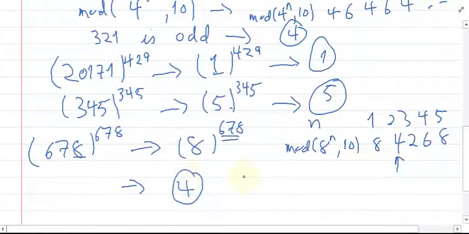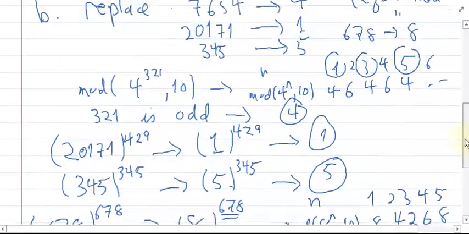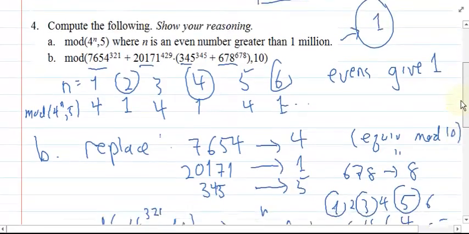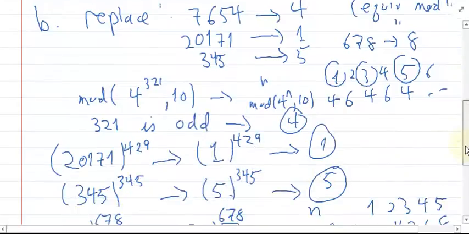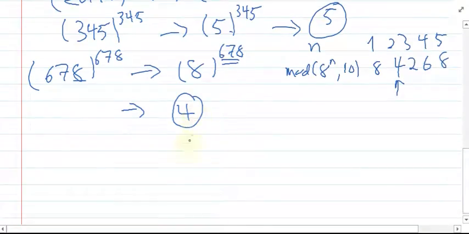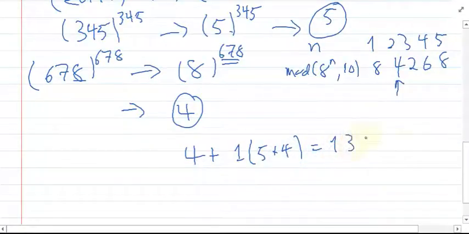So my final expression reduces to, let's see what the expression was. This first factor here is 4. This one is 1. This one is 5. This one is 4 again. So that gives me 4 plus 1 times 5 plus 4, which is 13. And this is mod 10, so that takes it down to 3.